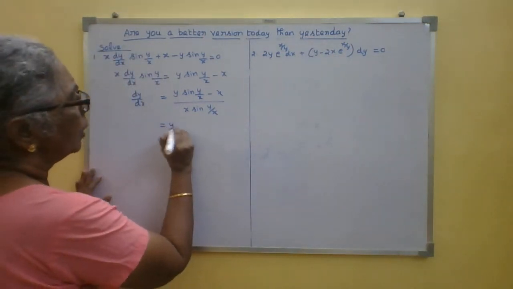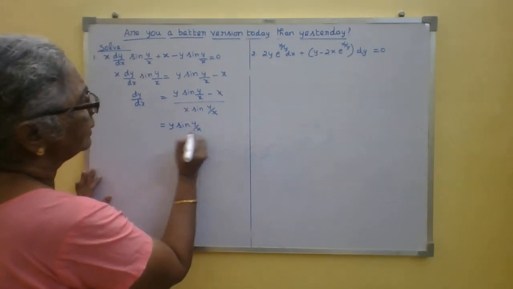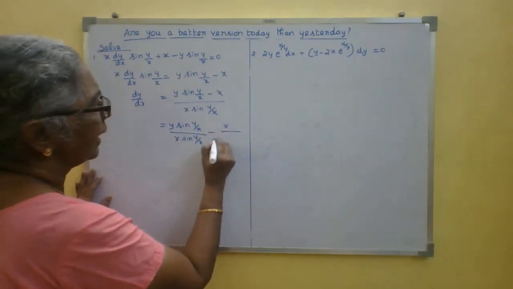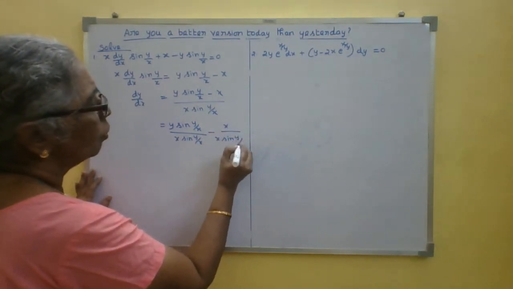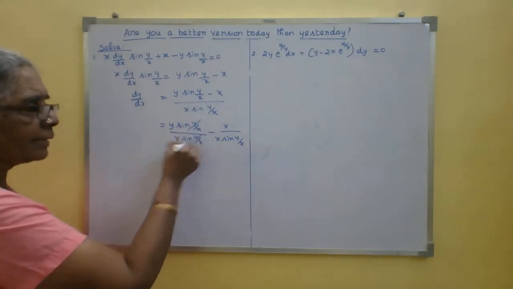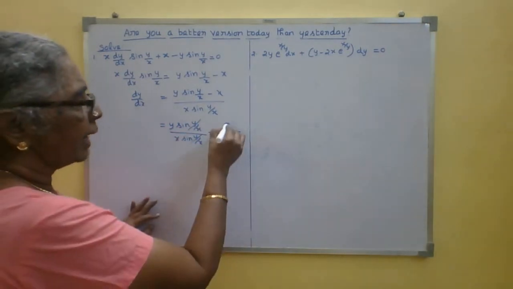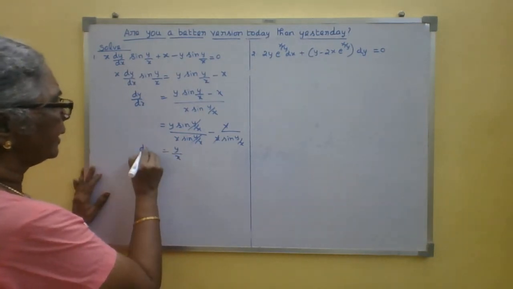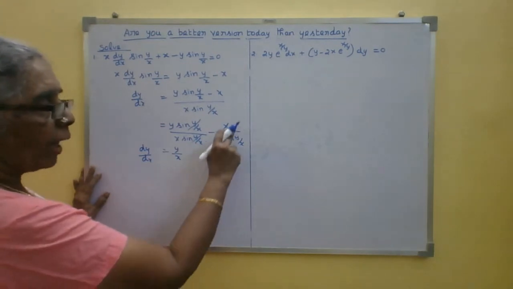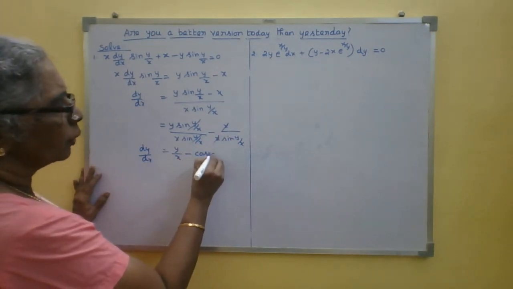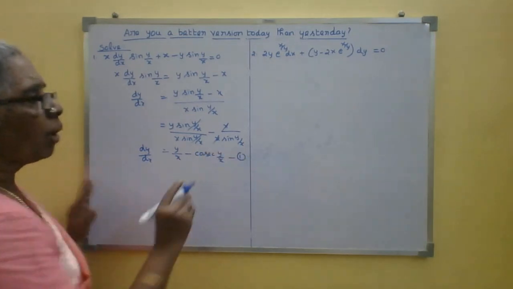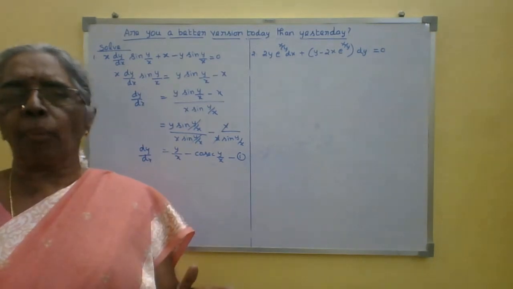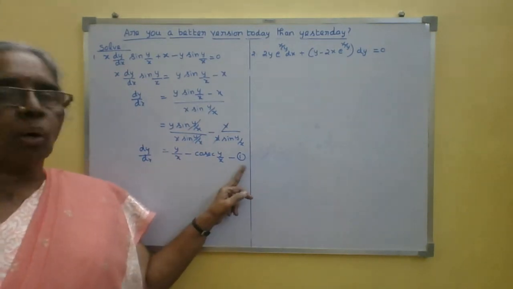So you will get now y sin y by x by x sin y by x minus x by x sin y by x. This sin y by x in the numerator and denominator will get cut. The x here will get cut. So you will get here y by x. That is, this is dy by dx equals y by x. 1 by sin will become cosecant. So you can write cosecant y by x. Mark this as 1. So now you have simplified this equation. You brought it to the format dy by dx is equal to, and you have got it as 1.